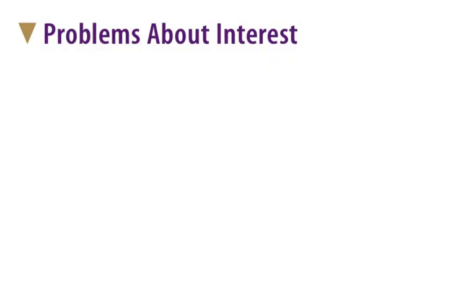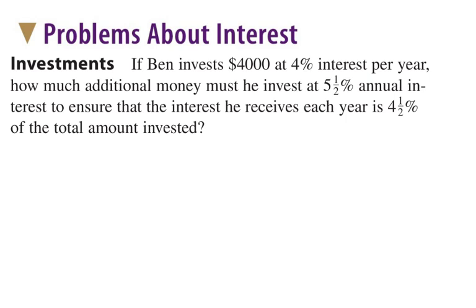Okay. So here let's look at problems about interest. We have a problem where Ben is investing some money at 4%. He's also going to invest other money at 5.5%. At the end of 1 year, he wants to look at both of those accounts and look at all the money he earned and say, was that 4.5% of the total amount invested? Well, how much did Ben invest? Well, we'll talk about that in a second.